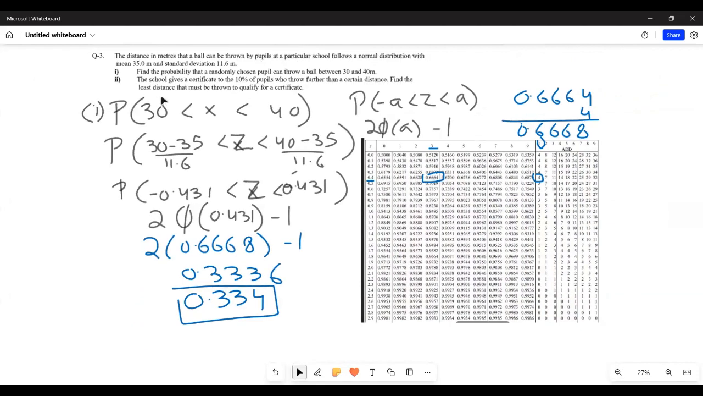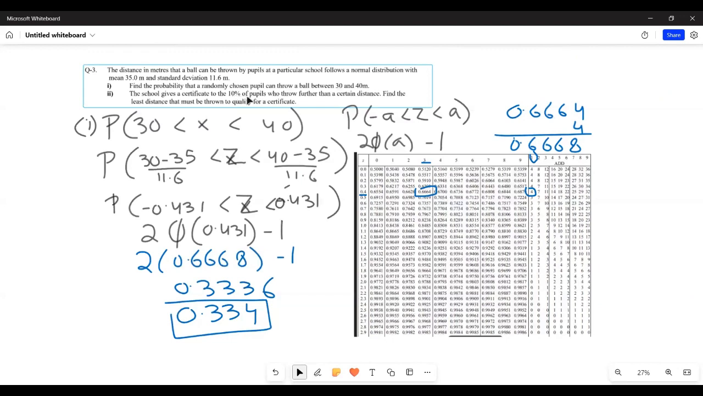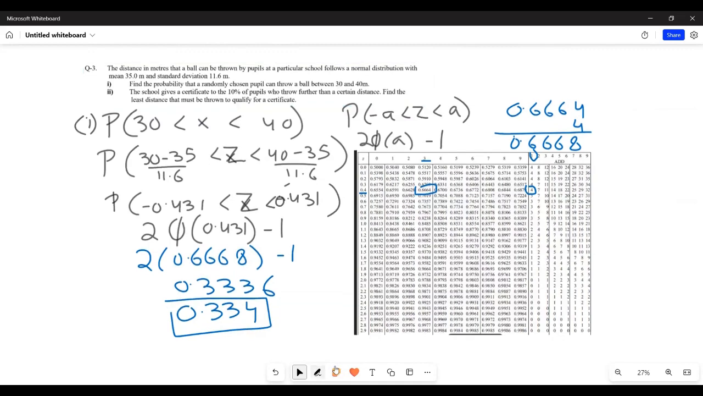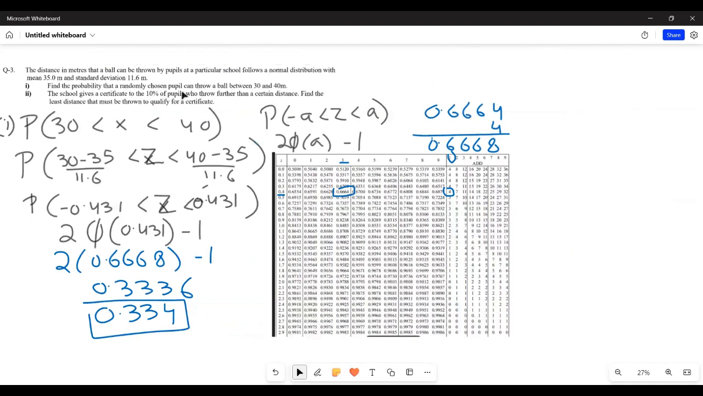Next is, the school gives a certificate to 10% of the people who throw further than a certain distance. Find the least distance that must be thrown to qualify for a certificate. Okay. The school gives a certificate to 10% of the students who throw further than a certain distance. Let's call that distance D. So probability X is greater than D is 10%, which is 0.1.